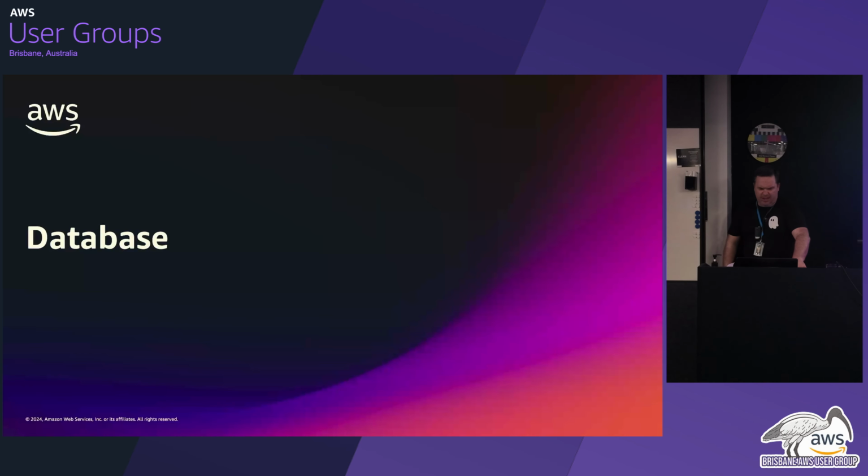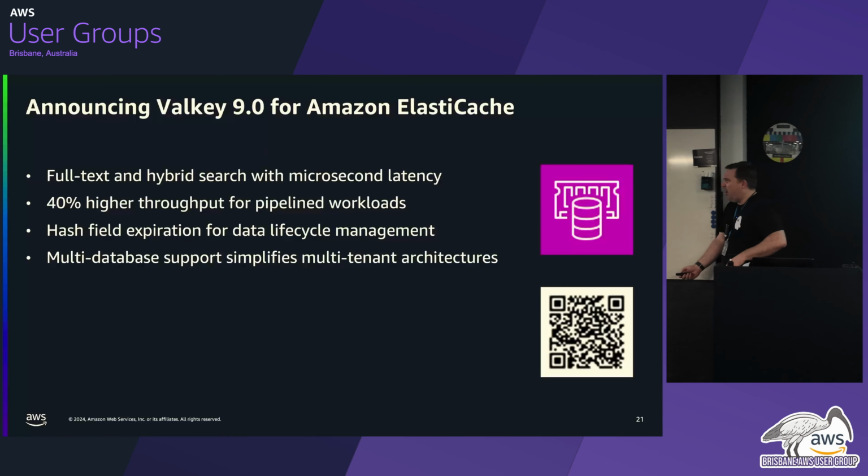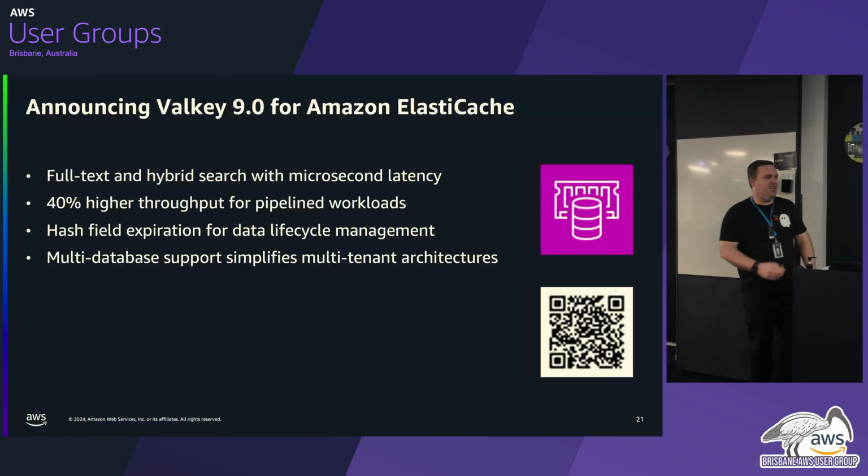Onto databases, keeping it real quick. We now support Valkey 9 in ElastiCache. You probably don't care, but Valkey is a really nice Redis replacement style cache. Definitely a place where I'll be using that.